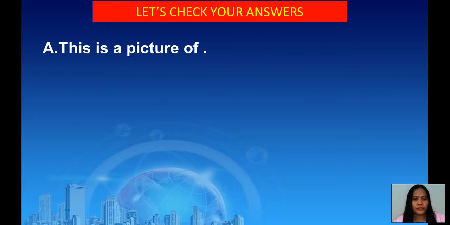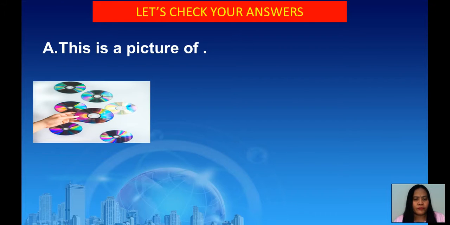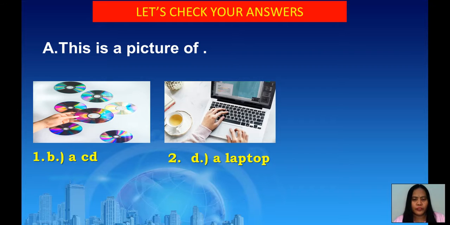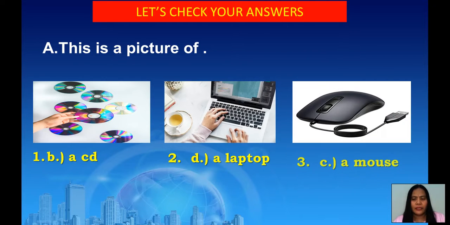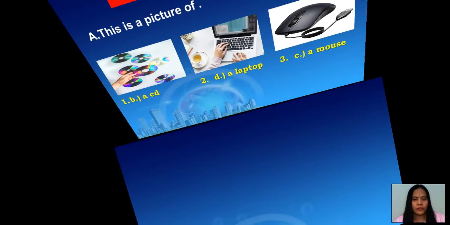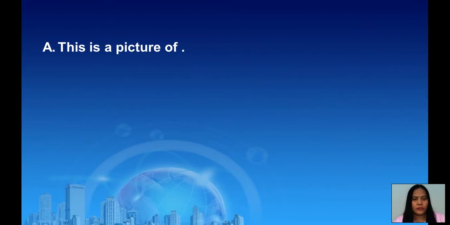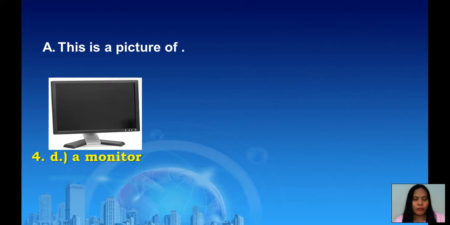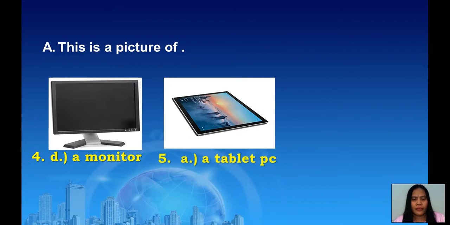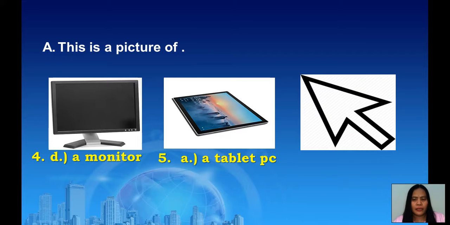Let's check your answers. This is a picture of number 1, B, a CD. Number 2, D, a laptop. Number 3, C, a mouse. Number 4, D, a monitor. Number 5, A, a tablet PC. Number 6, a pointer.